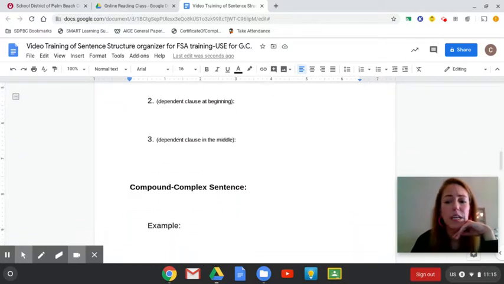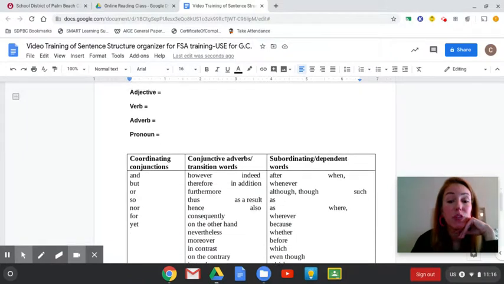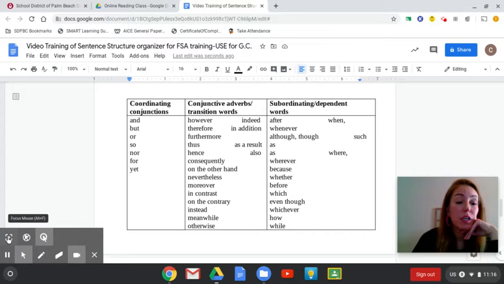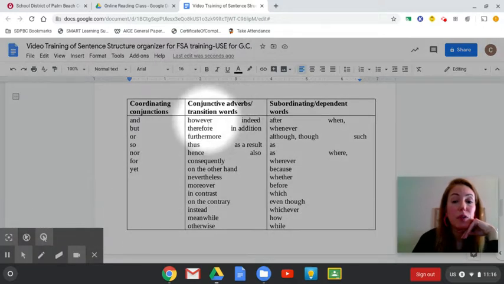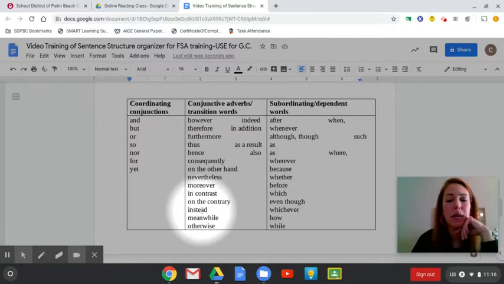Think about all the transition words you've learned in English. I'm going to scroll down to the bottom here because I actually have given you a list of transition words. If you look here at the bottom at your little chart of your notes, in the middle column, those are your transition words. However, therefore, furthermore, thus, consequently, on the other hand, moreover, okay, all these. Now, which one makes sense in my sentence?